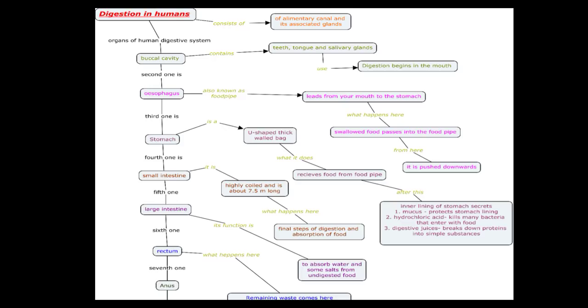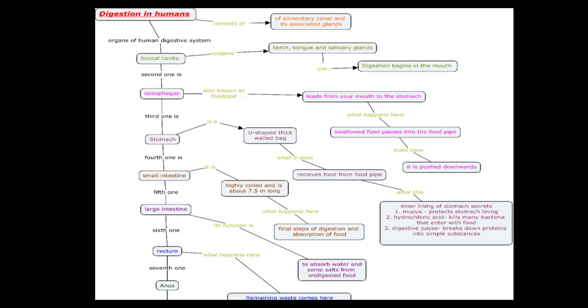Once the food is digested, the food is to be absorbed. So the absorption of the food takes place in the small intestine. What is absorption? Absorption is entering of the digested food into the blood vessels. Once the food is absorbed, the food has to be transported to all the parts of the body, to each cell of the body, and this is known as assimilation. The transportation of the absorbed food to each cell of the body is known as assimilation.